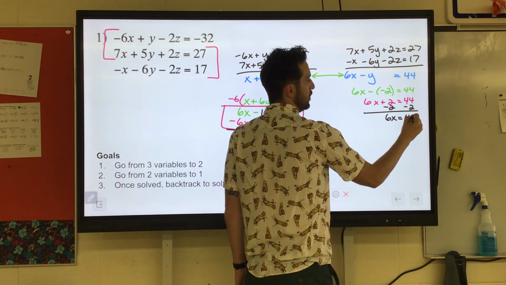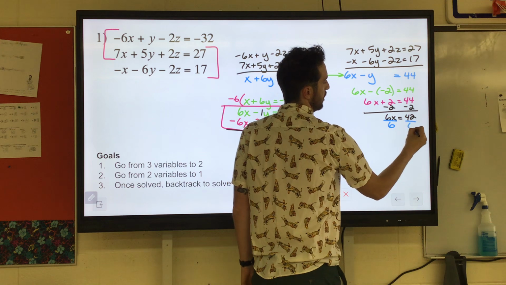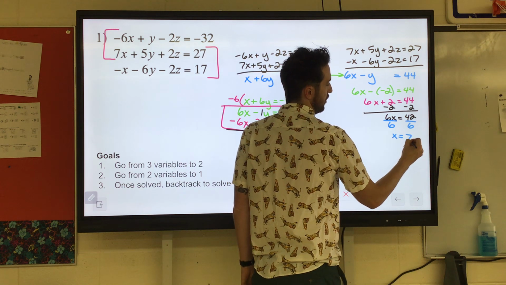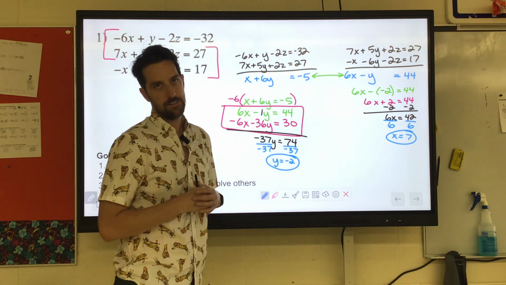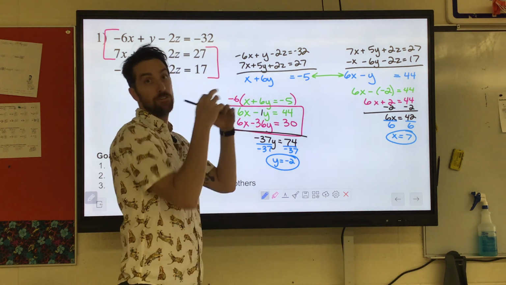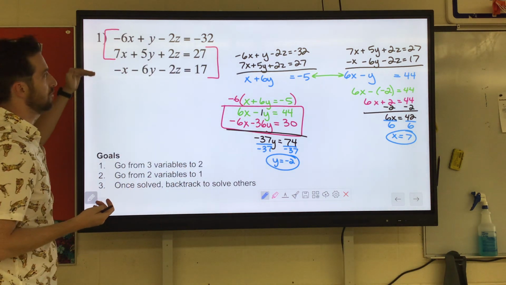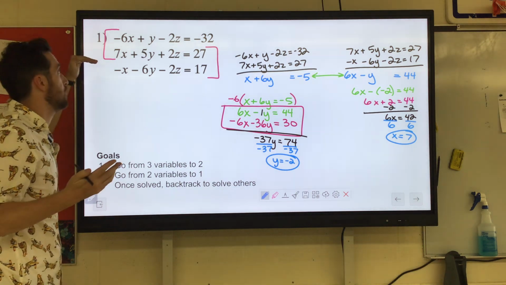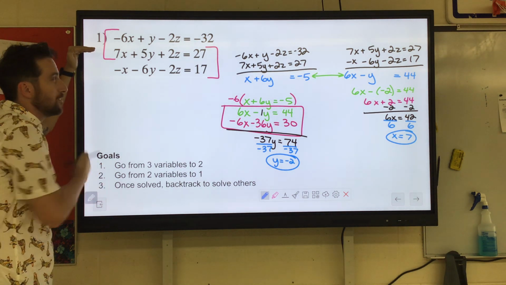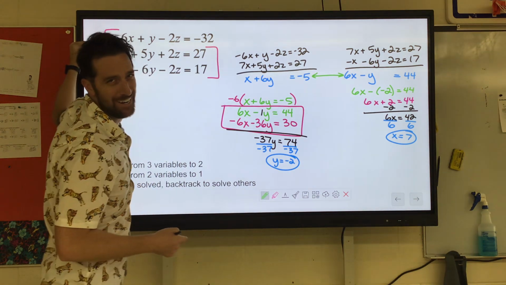6x equals 42. And then we could divide both sides by 6, and we get x equals 7. So we have x, we have y. We still need to find z. So we got to go back to one of the original equations that have a z in it. It doesn't matter which one you solve. I always say, look for the one that looks easiest for you to solve. I'm going to pick the second one just because everything's positive in that one. And we're trying to stay positive today.